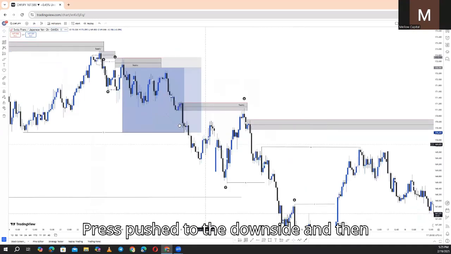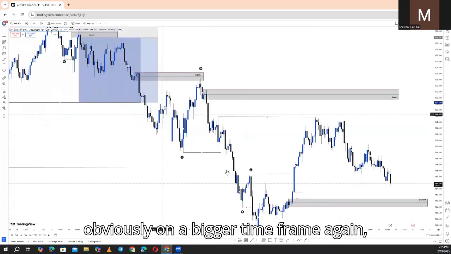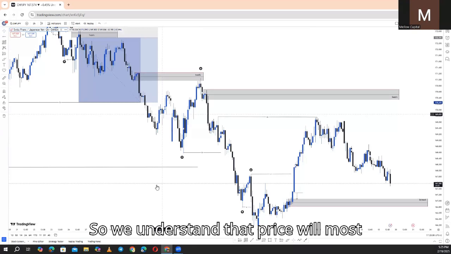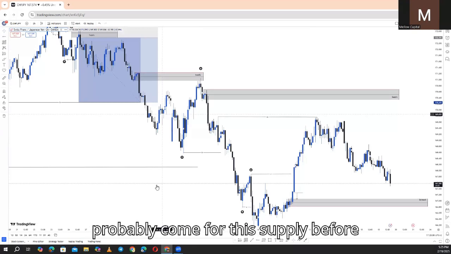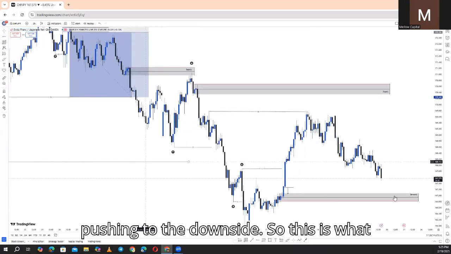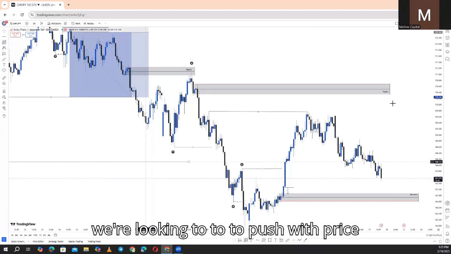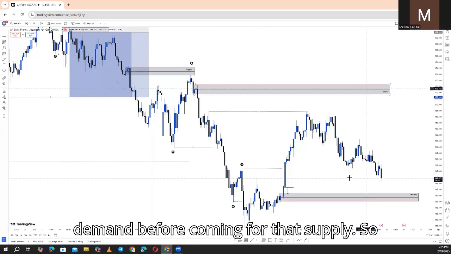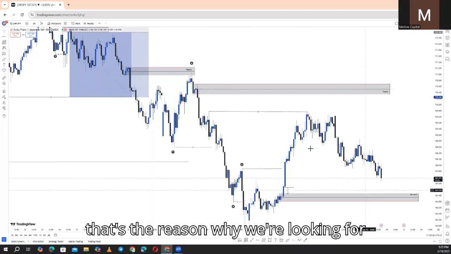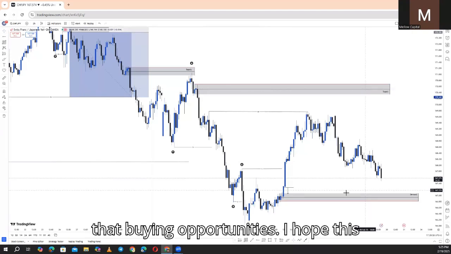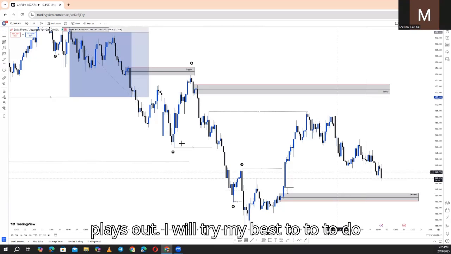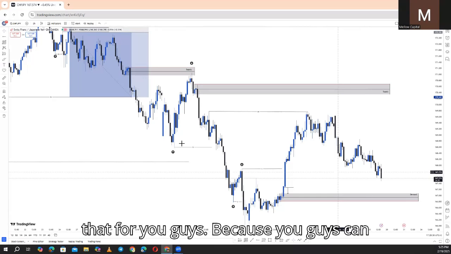Price pushed to the downside, and then obviously on a bigger time frame again, we have a nice break of structure. So we understand that price will most probably come for this supply before pushing to the downside. So this is what we're looking to push with price to. We know that price can come for this demand before coming for that supply. So that's the reason why we're looking for those buying opportunities. I hope this video will reach you guys before this plays out. I will try my best to do that for you guys.